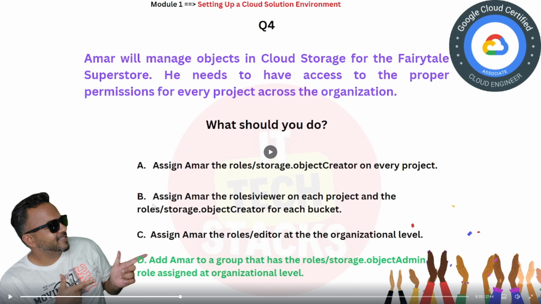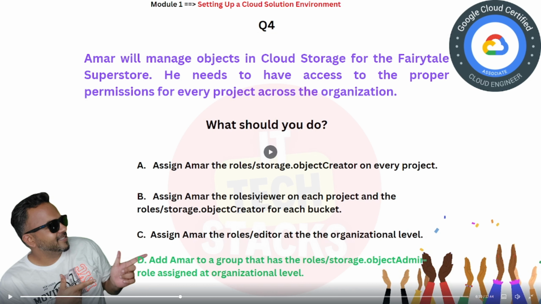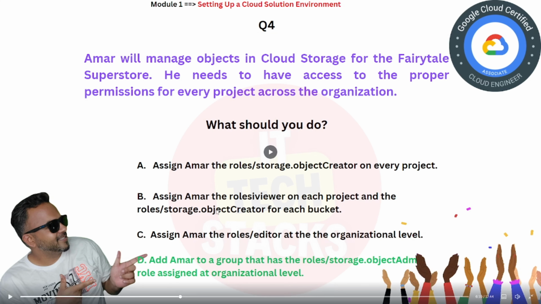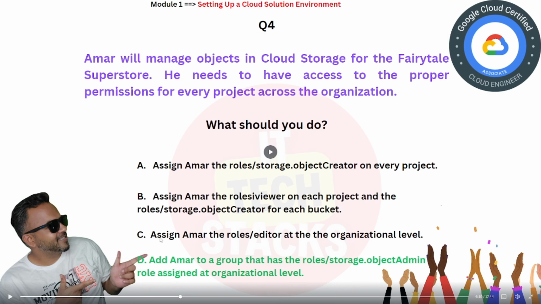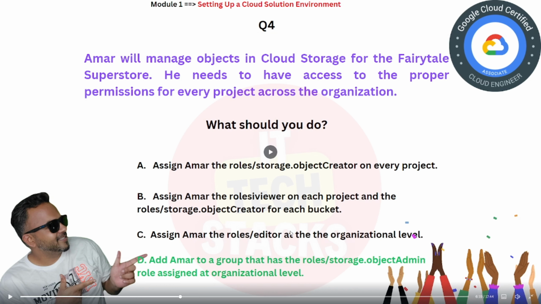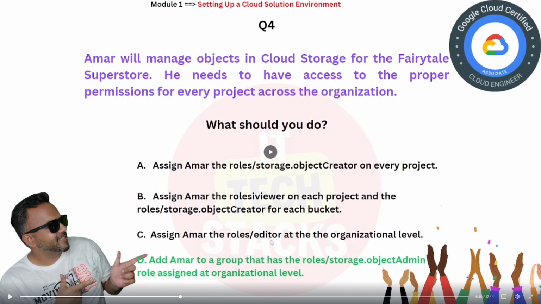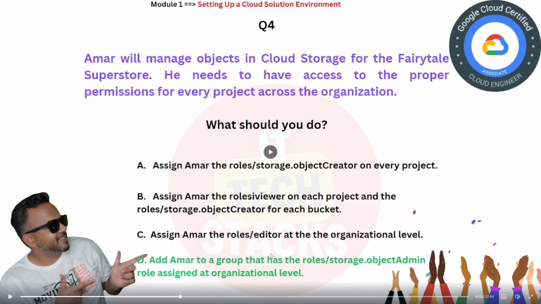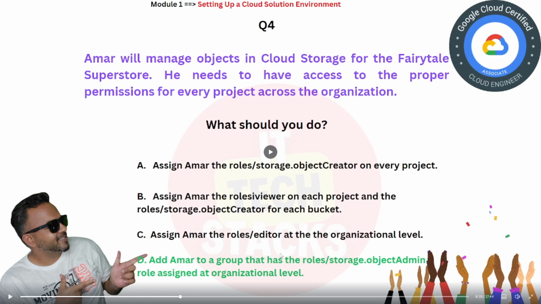If you have answered B, which is also incorrect, this role assignment is at too low a level to allow managing objects. If you have answered option C, that is also incorrect. Roles/editor is a basic role and would give Amar too many permissions at the project level. So option D is the correct option. This would give Amar the right level of access across all projects in your company.